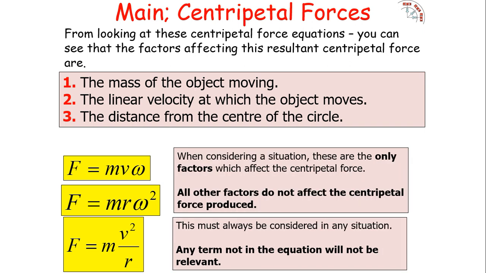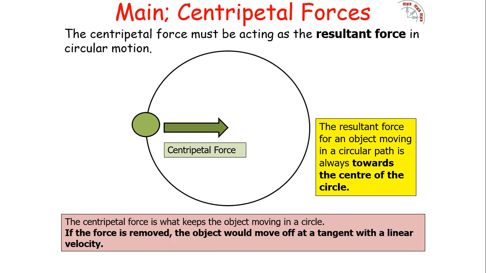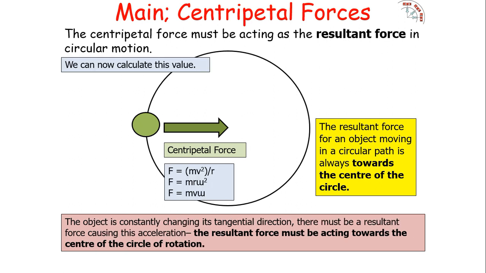Any term not in the equation will not be relevant to the situation present. Now, the centripetal force must always be acting as the resultant force in circular motion. It must always act towards the center of the circle. We know it's there because the object is constantly changing its tangential direction. There must be a resultant force causing this acceleration, and that resultant force must be acting towards the center of circular rotation. If that force was removed, the object would move off at a tangent with a linear velocity.